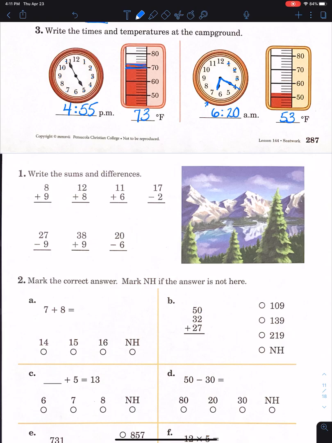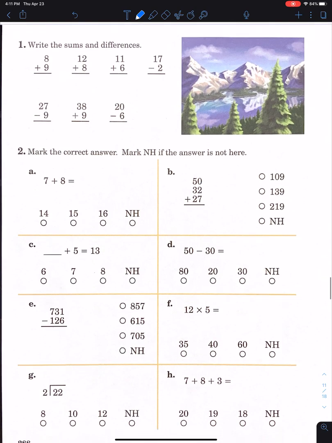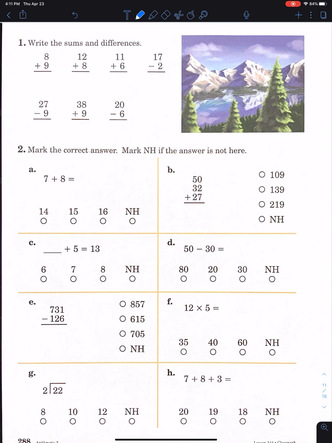All right, great job, guys. We're going to just continue on with the other side for this video because these are shorter pages to complete.